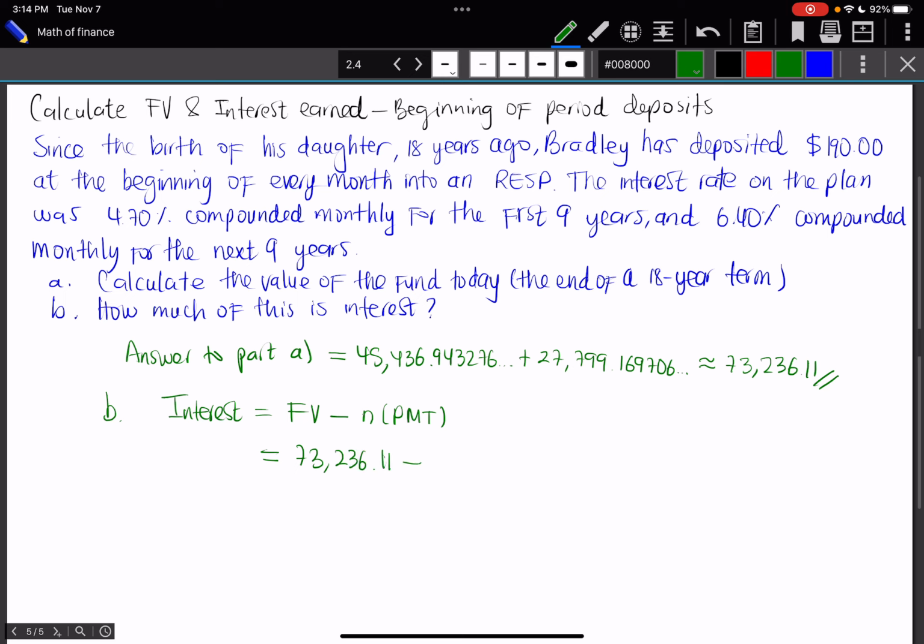In this case, we do 73,236.11 take away, and there were 108 payments for the first 9 years, 108 for the second 9 years. So that's 216 payments in total of $190 each. When we compute that subtraction, we find $32,196.11. So the interest was right here, the $32,196.11.